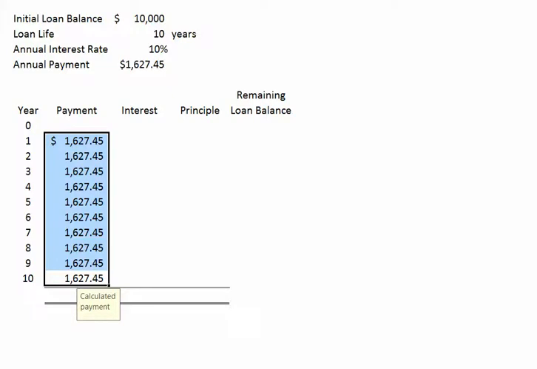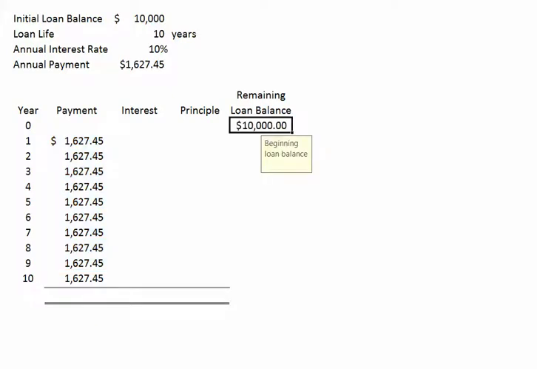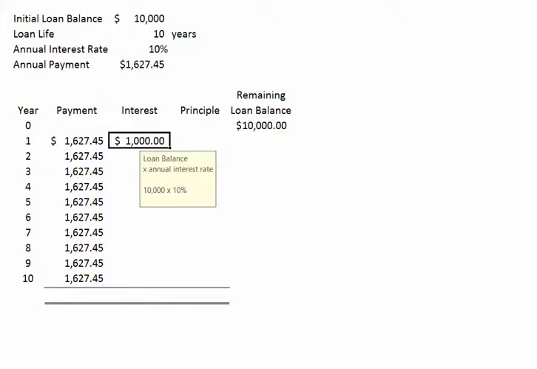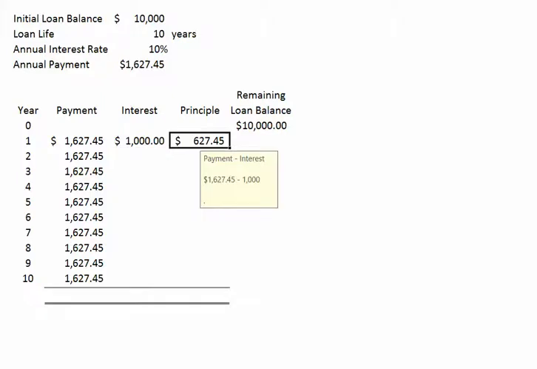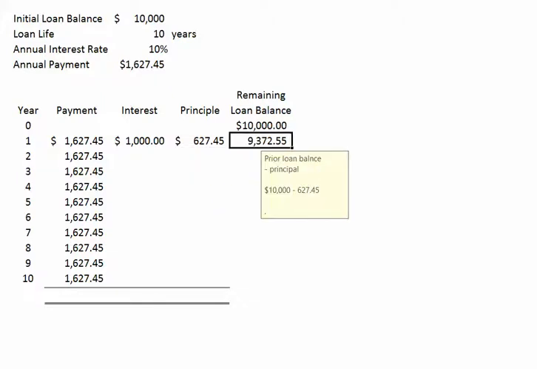$1,627. At time 0, our beginning loan balance is $10,000, which means in the first year of our loan, we're going to owe $1,000 in interest. This is simply the loan balance of $10,000 times our 10% interest rate. However, since we've made a payment of $1,627, we expect the difference, or $627, to be applied to principal.